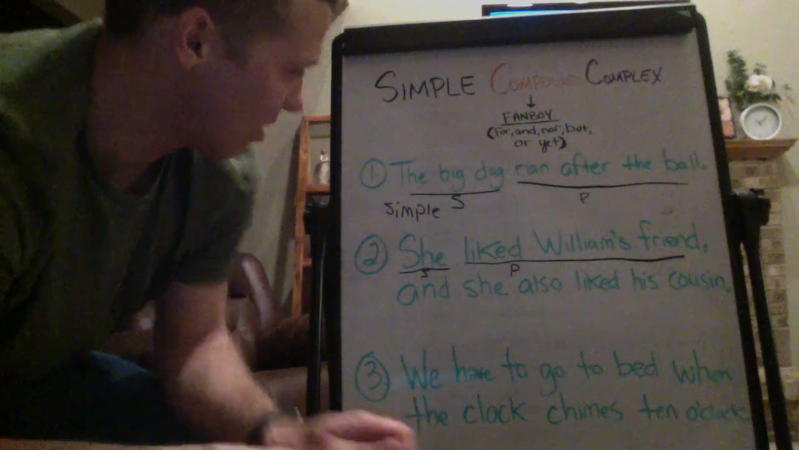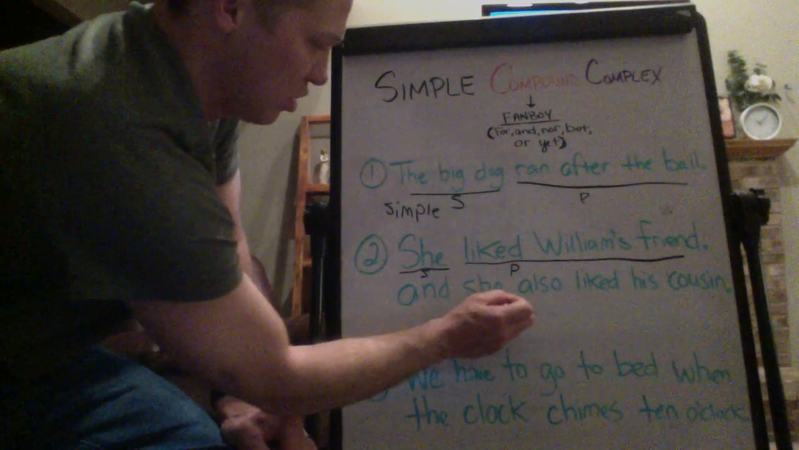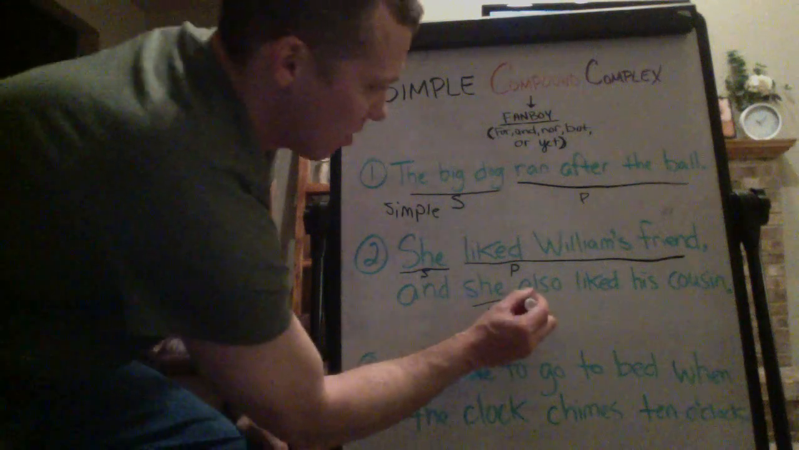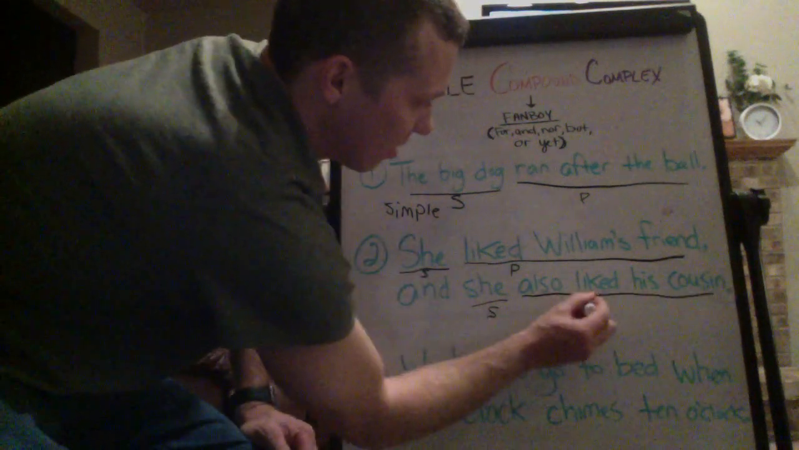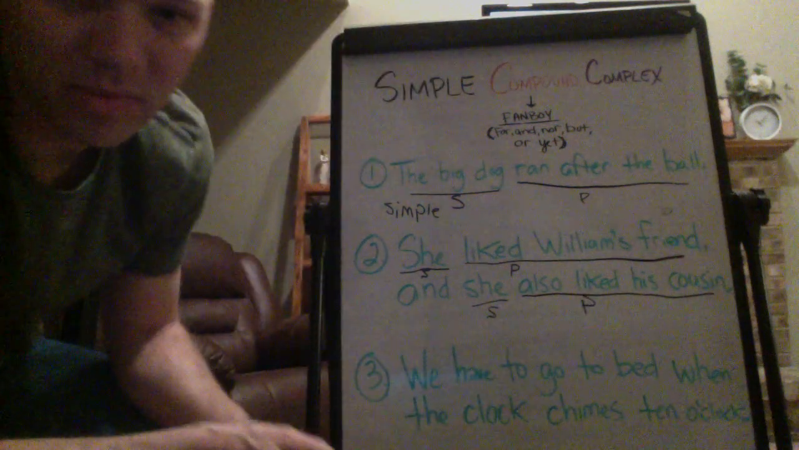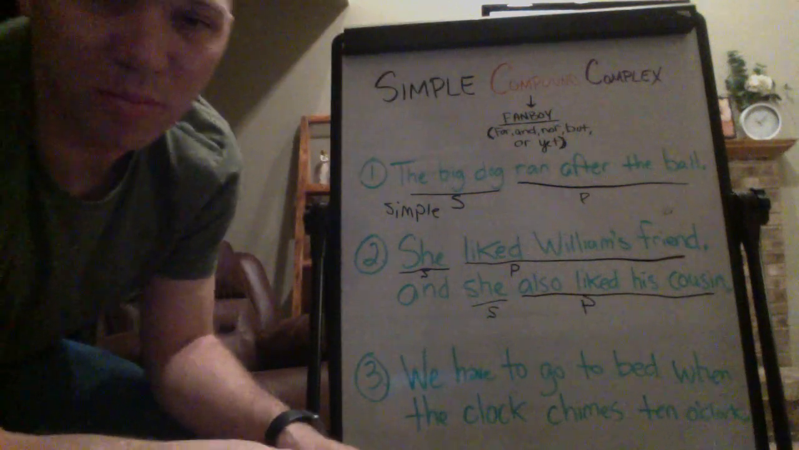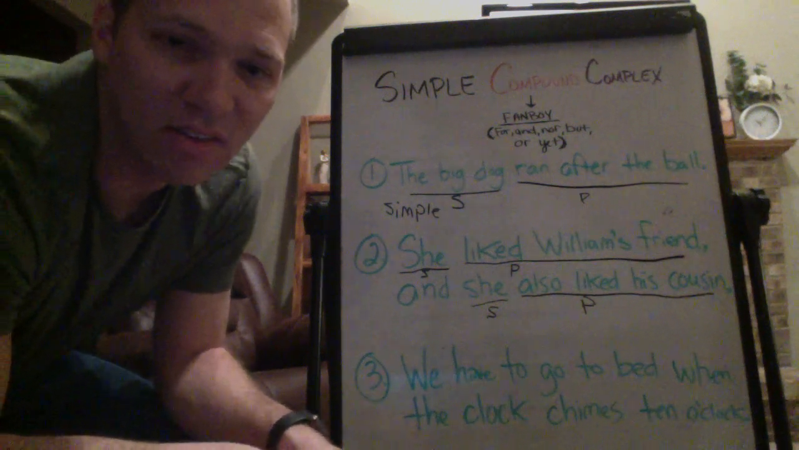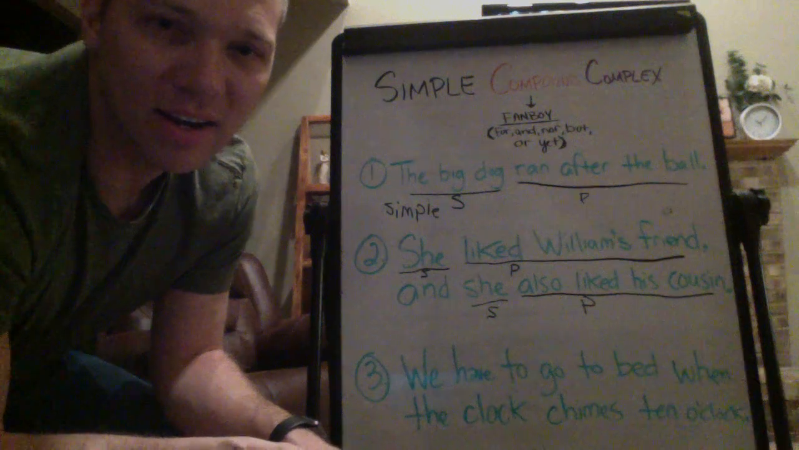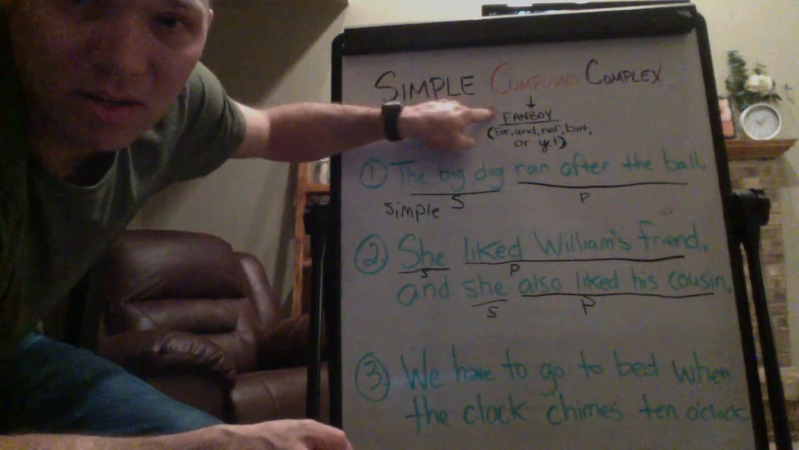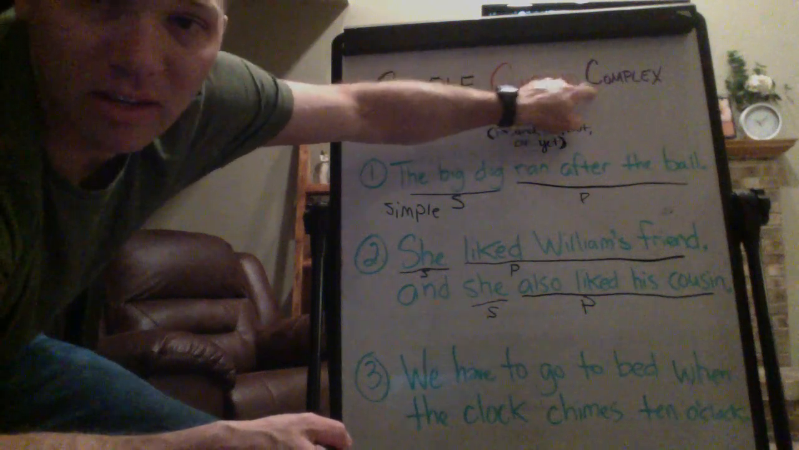Now I'm looking at this. She, subject again, also liked his cousin. And liked is going to be that predicate. So again, if it has a subject and a predicate, it's going to be considered a sentence. So if we have two sentences within there, now we have to be able to choose. It's either going to be a compound or it's going to be complex.